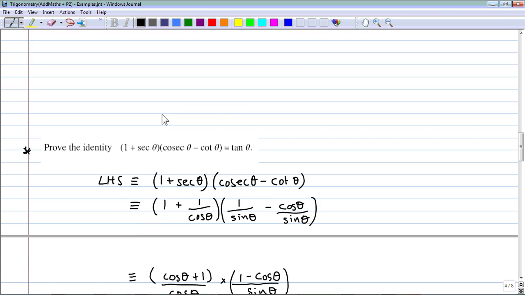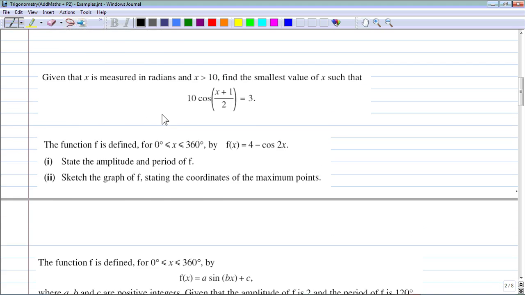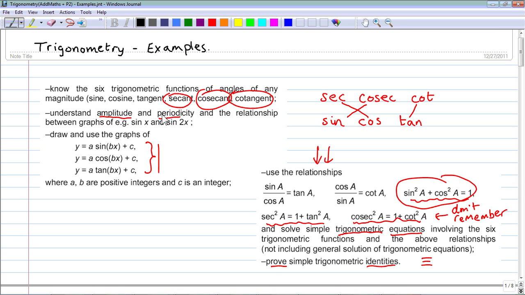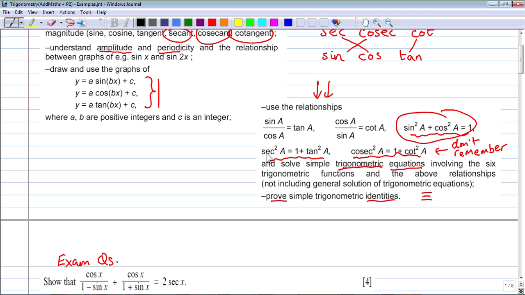Just to sum up, let's have another look at the syllabus. We understand secant, cosecant, cotangent. We understand amplitude and period. We know hopefully how to draw these types of graph, although it needs practice. We didn't actually use these formulas, to be honest.